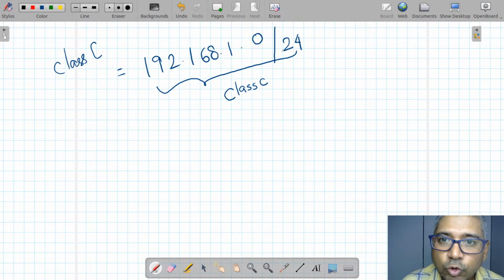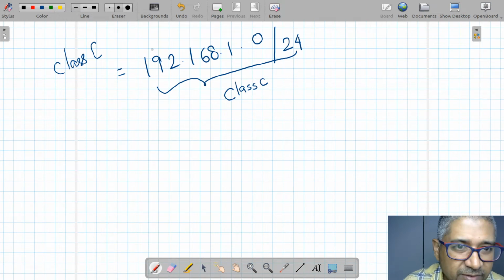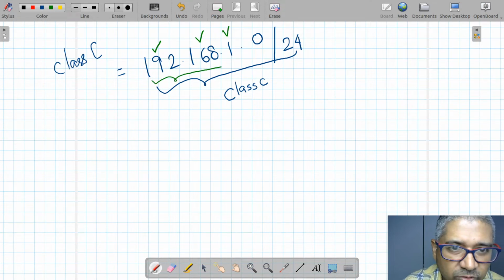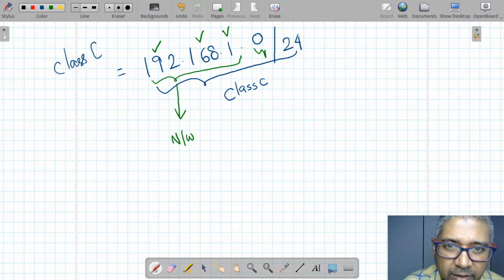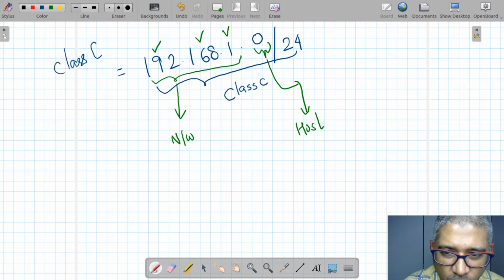Now, Class C has the first three octets. This is one octet, second octet, third octet. These first three octets are called the network, and the last one octet is called the host, right? Yes, sir. Excellent.